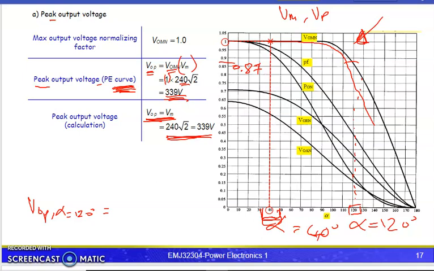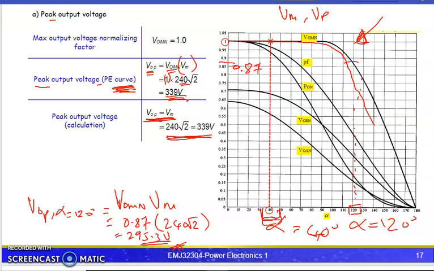So V output peak at alpha equal to 120 degrees is equal to V_om normalized times V max. So you just write again the formula. V_om normalized here is 0.87 times 240√2. So how much do you get? It will be 295.3 volts. So this is the approximation value.